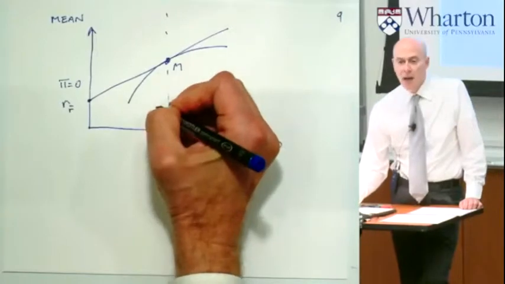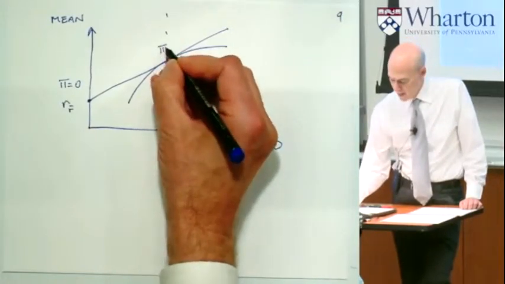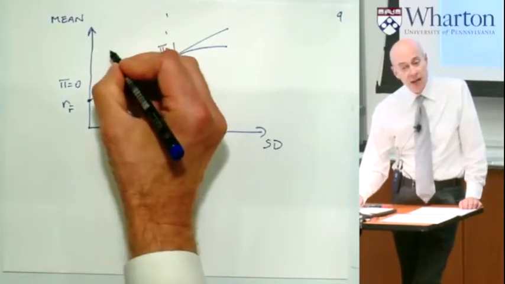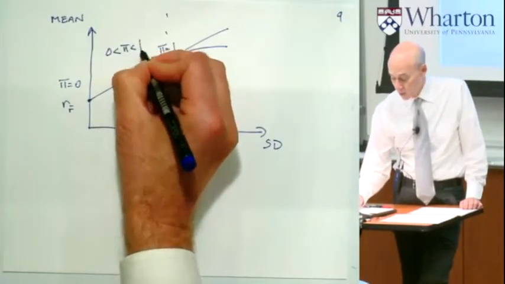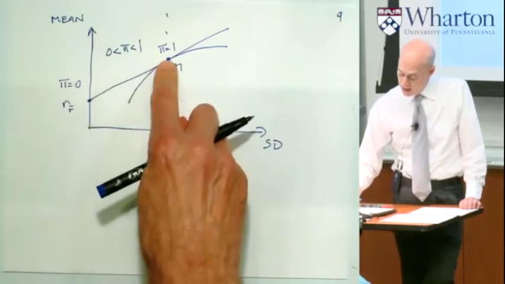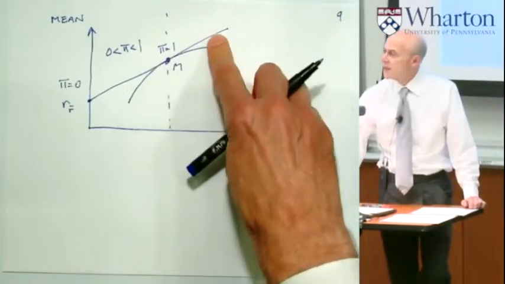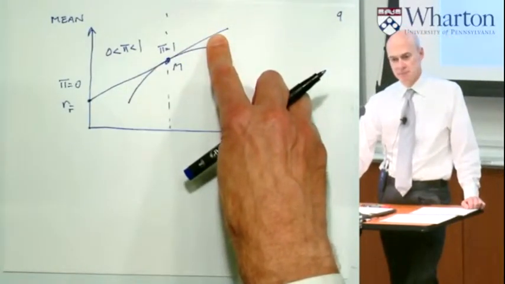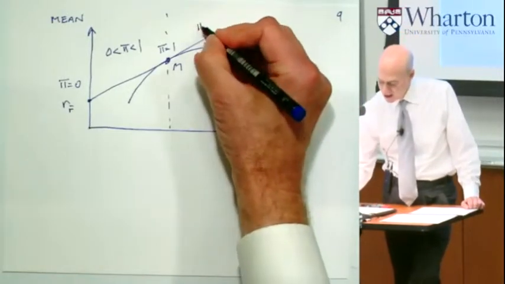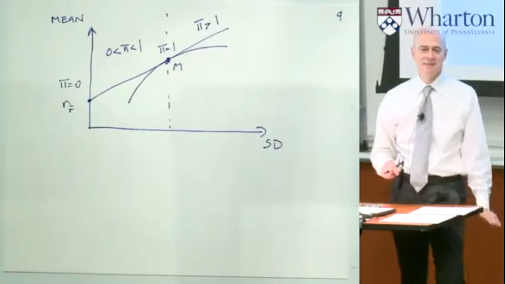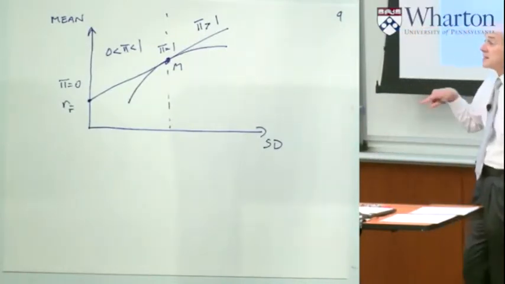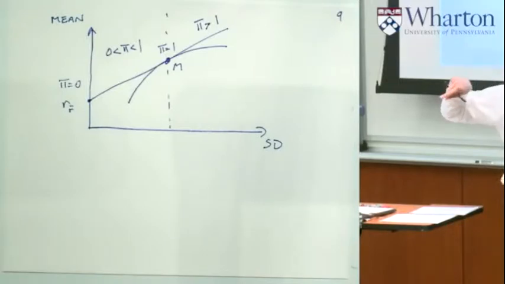At M, what is pi? 1. So as we go up here, we know that pi is between 0 and 1. Now, pi is getting bigger. What happens as you get up here? What do you think pi is up here? So pi is greater than 1. What does that mean? Well, it means 1 minus pi is negative, which means that you're borrowing.